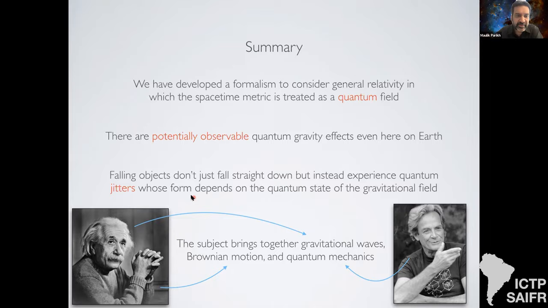And we find that falling objects don't just fall straight down, as Newton discovered in an earlier pandemic or epidemic, but instead experience quantum jitters whose form depends on the quantum state of the gravitational field. And I'm very happy with it because it brings together work of my heroes here: gravitational waves, Brownian motion, and quantum mechanics. Thank you.